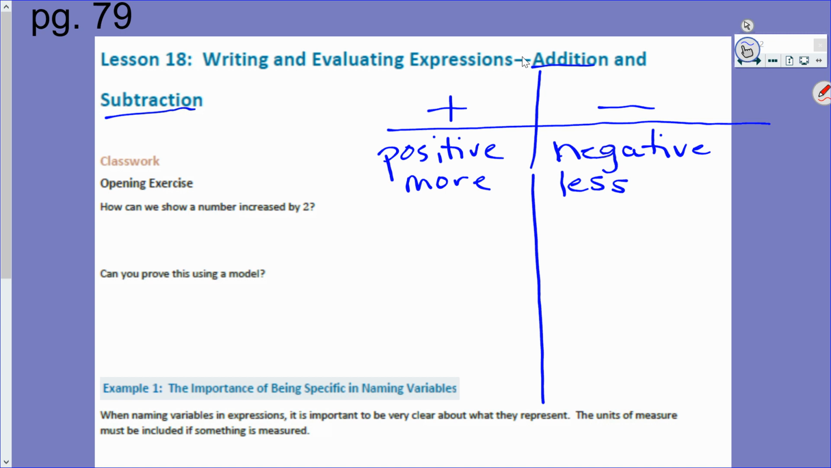Some. So S-U-M, not S-O-M-E. What about for subtracting? What would we say? Oh, I just said it. Subtract? Or difference? How about add?